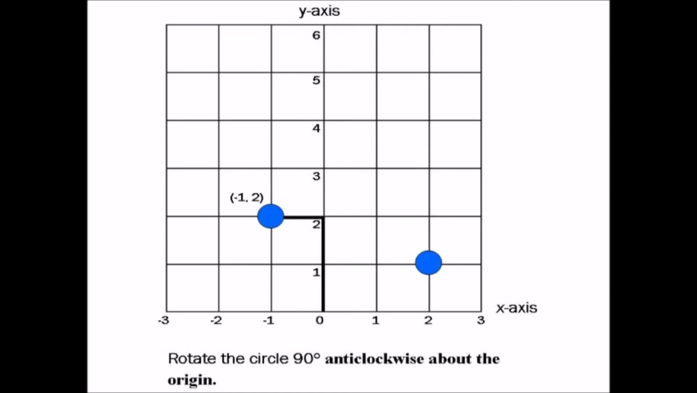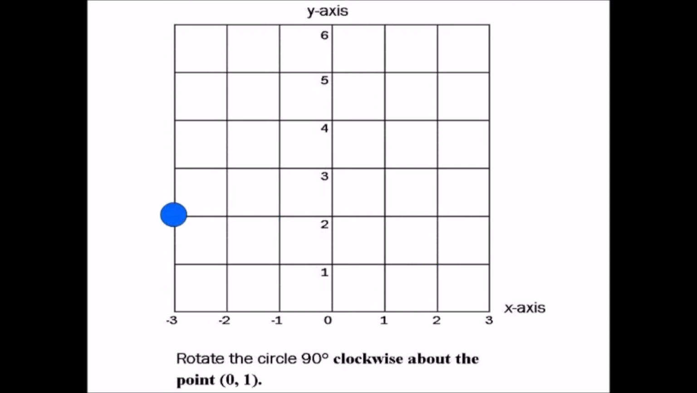Okay, so we're only moving a circle, which is simple. Later on, you'd have to move a triangle, which is a bit harder. Okay, let's deal with the circle again. Rotate the circle 90 degrees clockwise about the point 0, 1. Now we are rotating it about a point, not the origin. The origin was 0, 0, but we are at 0, 1 now.